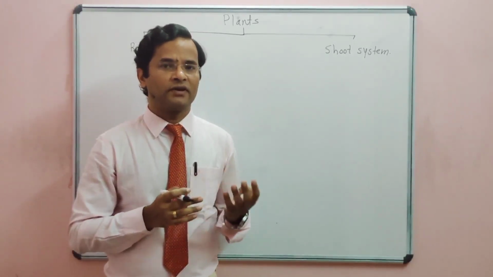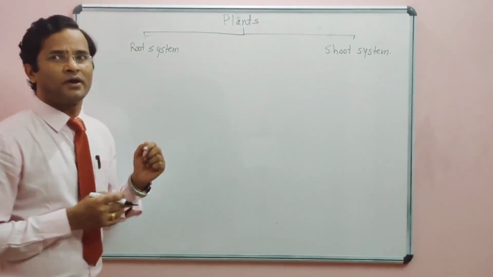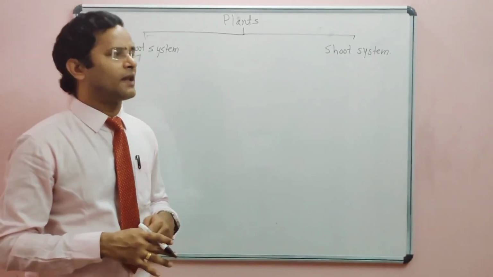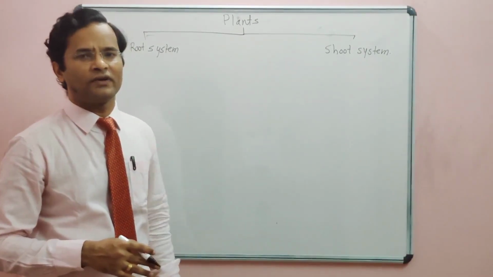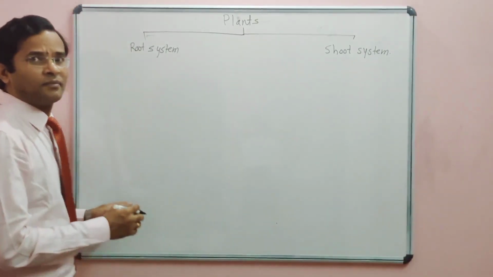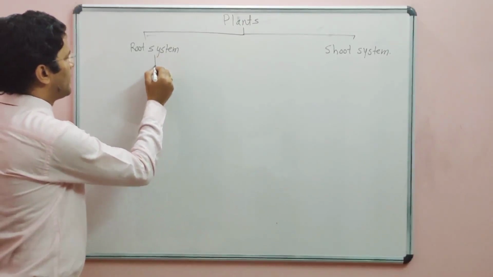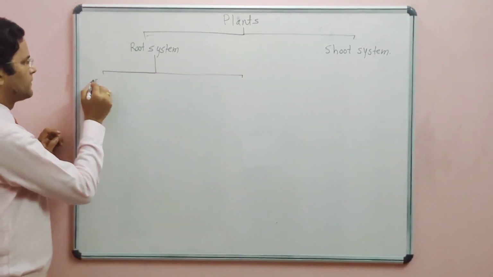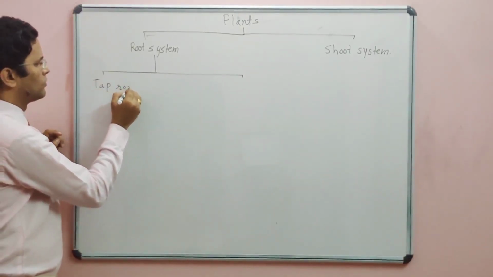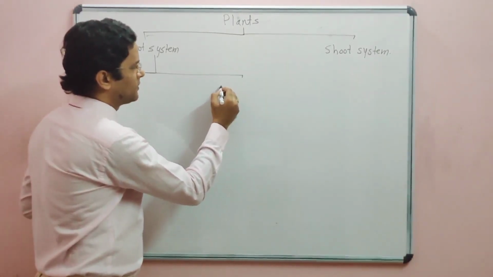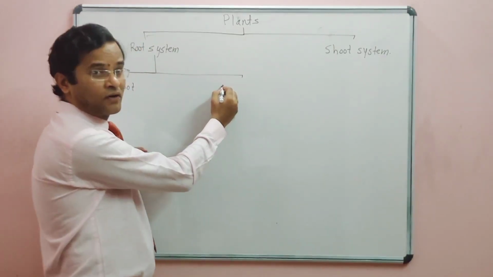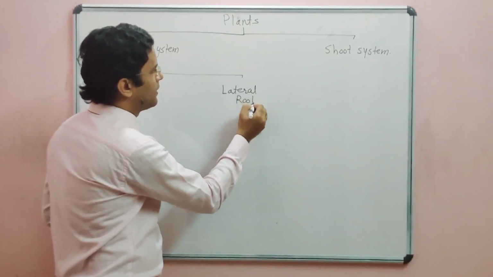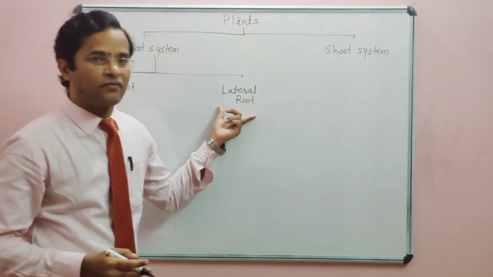Opposite to the gravitational force. The root system develops towards the gravitational force, and the shoot system is opposite to the gravitational force. The root system is again divided into two types of roots. The first is the tap root, the second is the adventitious root, or we can say the lateral root. Lateral root is also called adventitious root.